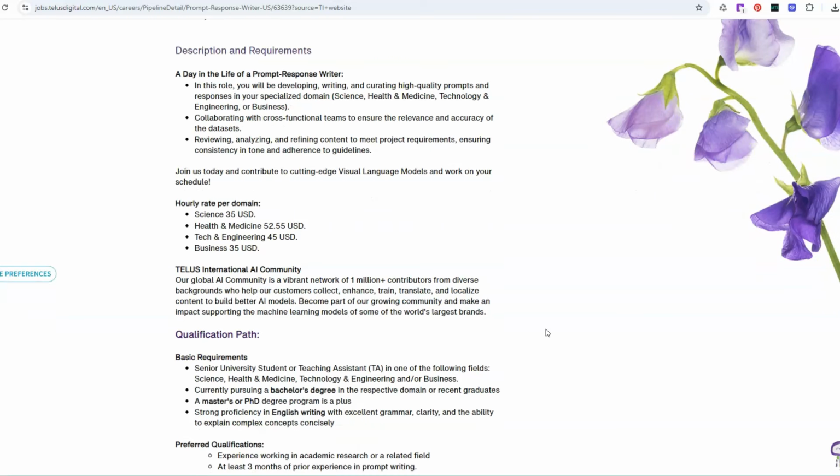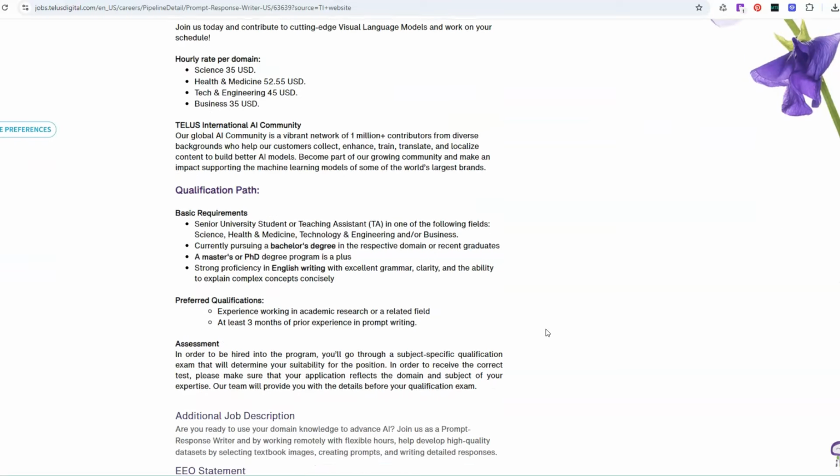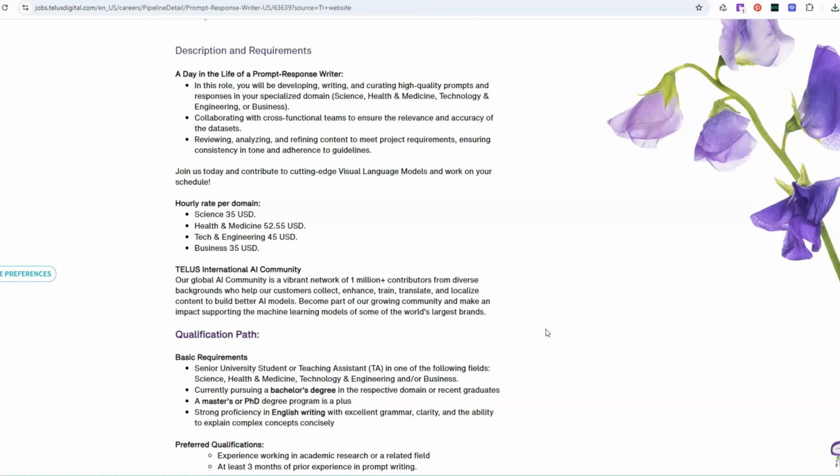But this job is not entry level like the rating position where you don't have to have any experience. This is going to require you to have a degree or to be working towards that and have at least 3 months experience prompt writing. And if you do, then the pay is really good.